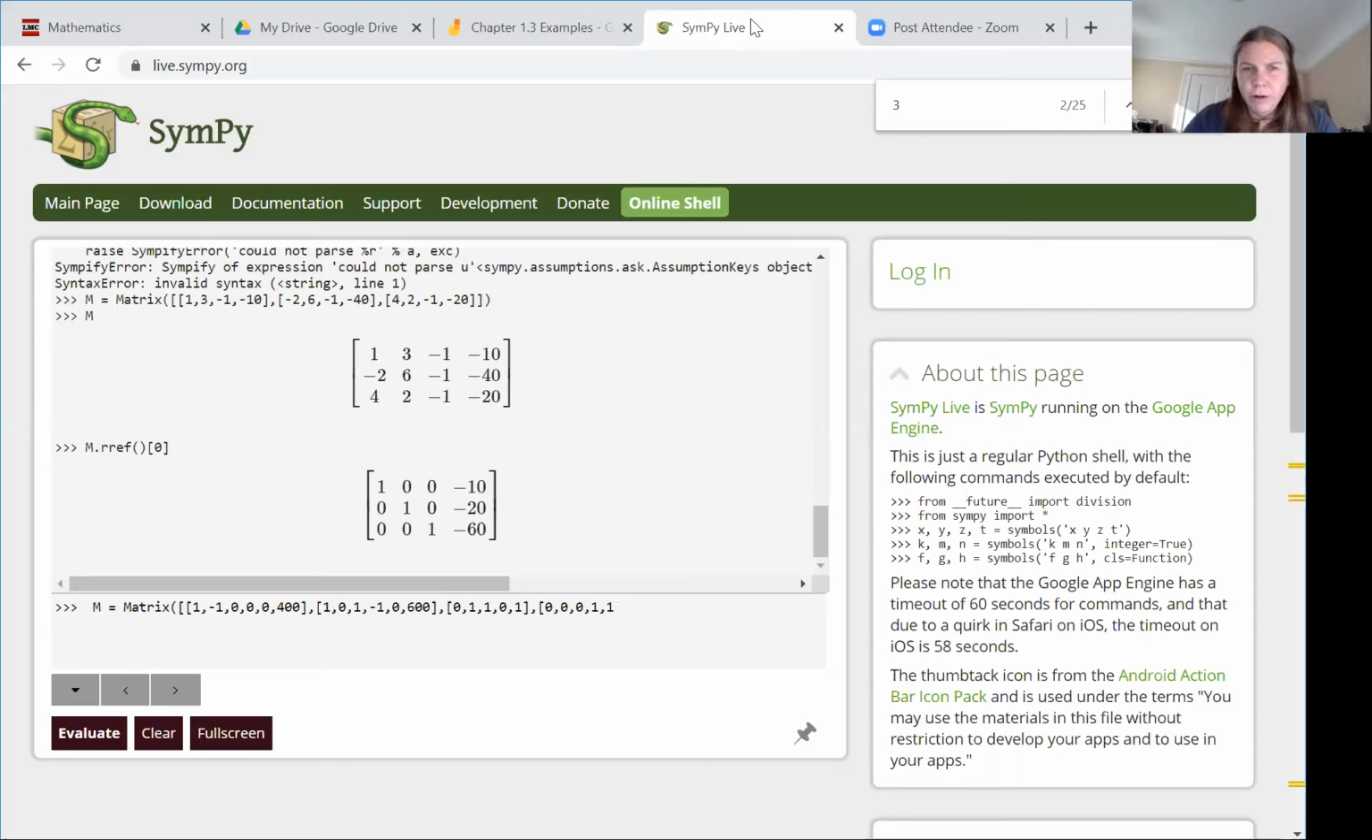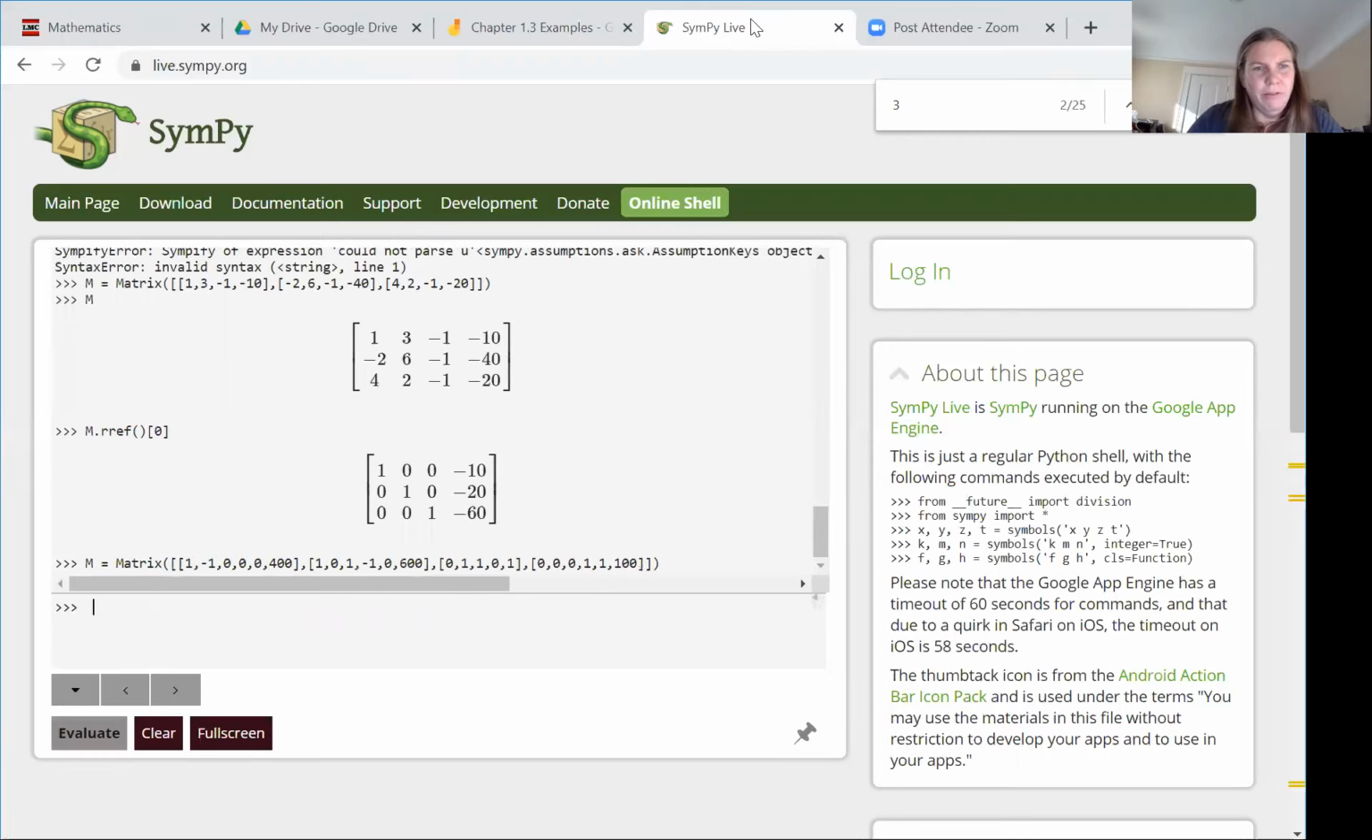And, oh, I forgot the 100. Did I get an extra 0 in there? Nope, I'm okay. And then we do double brackets and the parentheses to close it off, and we'll hit enter. We'll see if I made any mistakes.